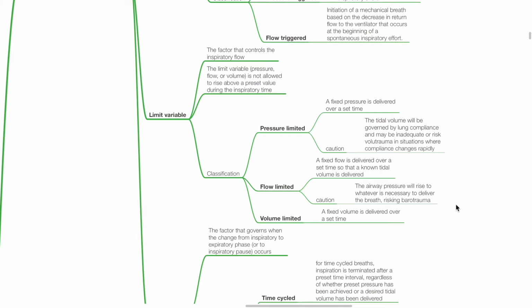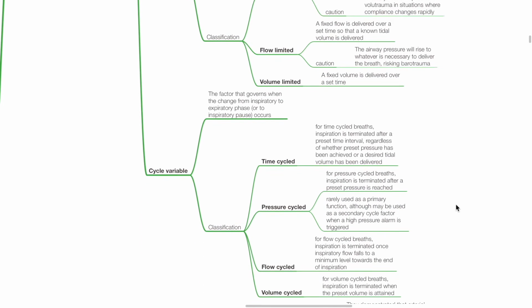where compliance changes rapidly. Flow limited breath, a fixed flow is delivered over a set time so that a known tidal volume is delivered. Caution: airway pressure will rise to whatever is necessary to deliver the breath, risking barotrauma. Volume limited breath, a fixed volume is delivered over a set time.